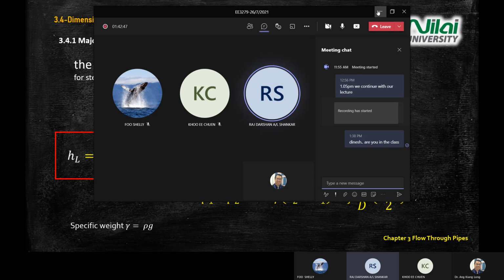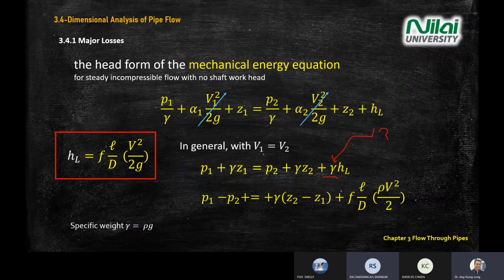Yes, sir. Okay, Raj, one simple question. What do you understand about this one? What is this gamma? Sir, sorry, can you tell again? What is this term? Rho GH, sir. Sorry, I'm asking you about this one, not the HL. What is this in this equation? What do you understand about it?